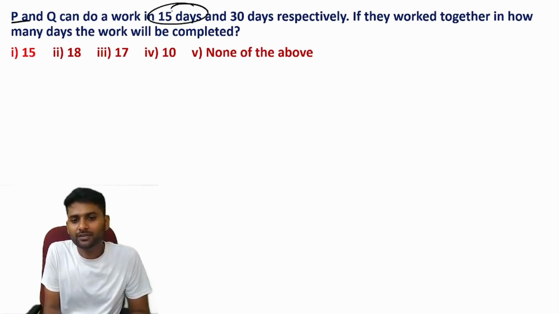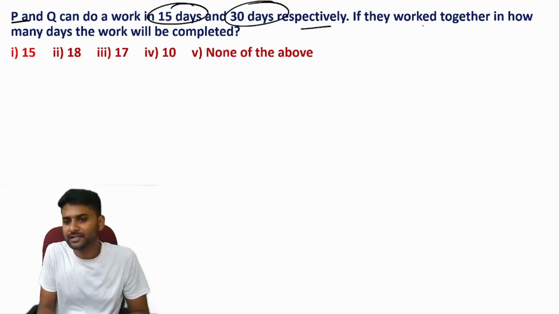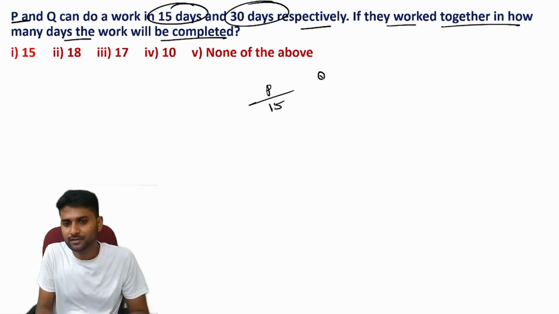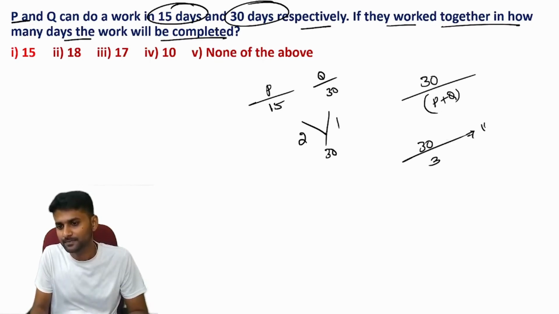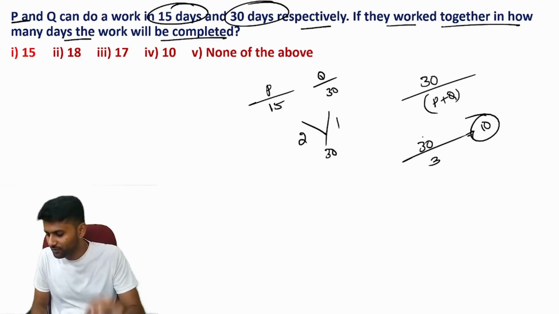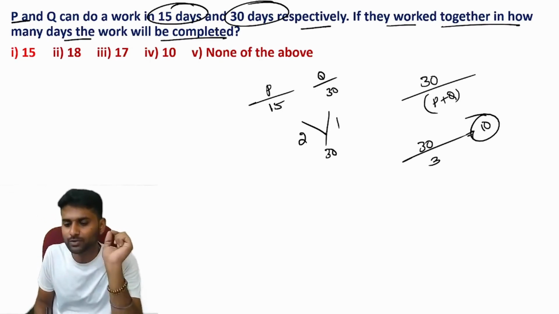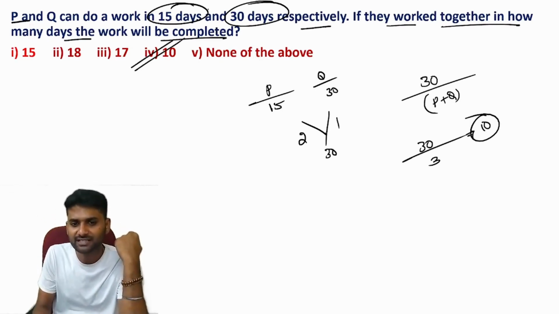P and Q can complete the work in 15 days and 30 days respectively. If they work together, in how many days will the work be completed? P takes 15 days, Q takes 30 days. Total work is 30 units, P efficiency 2, Q efficiency 1. Now we are assigning both the persons to this work. They are going to complete it in how many days? Both together in one day are going to complete 3 units. For 30 units, it takes exactly 10 days.